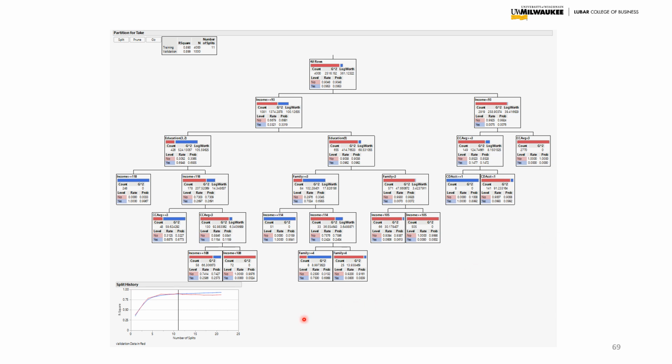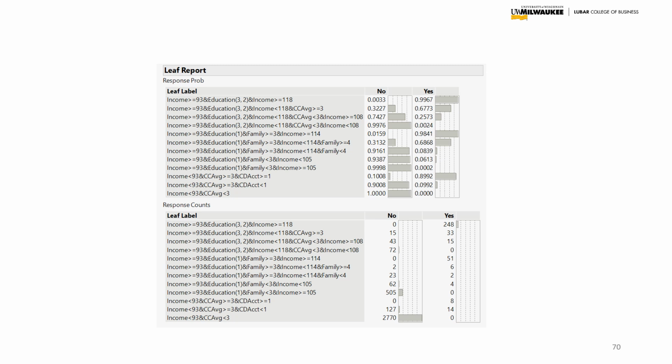Here's the tree, and you can see the tree is taking advantage of several variables, including income, education level, family size, and all that. If you look at the end leaf nodes, you can see the predicted probabilities that individuals falling in those respective regions will take the loan. We can get from that model a leaf report to look at the various conditions and then ultimately the predicted probabilities of yes and no.